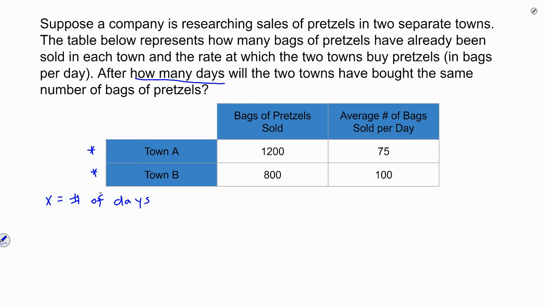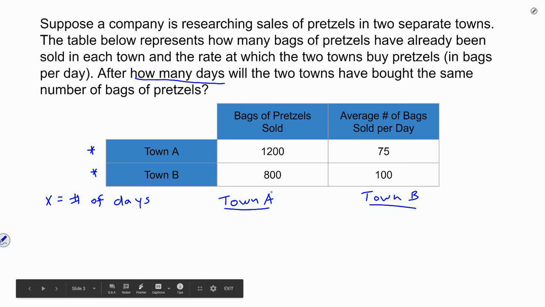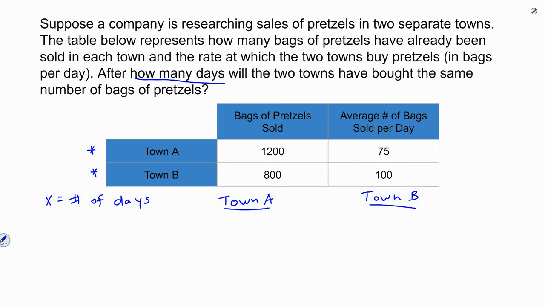Okay, so let's set up an equation here. We're going to do a little comparison. So we're going to have town A, and we're going to compare that to town B. Okay, so we have town A compared to town B. So let's see what we have here. Let's start with town A. Town A has already sold 1,200 bags of pretzels, and they sell 75 bags on average a day. Now that's a lot of pretzels.